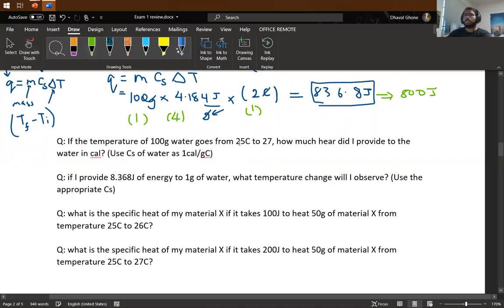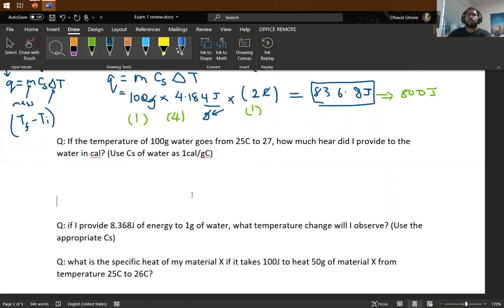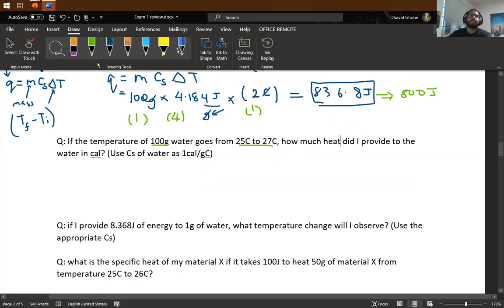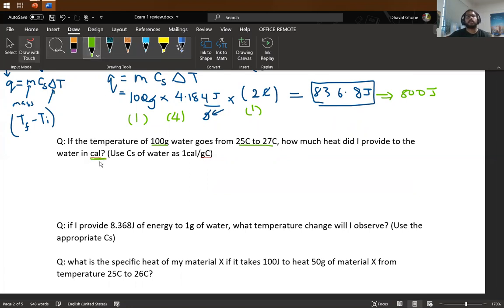Okay. Next question is a similar one, so you don't have trouble solving it. Just a few things change here and there. You're still using 100 grams of water, which goes from this temperature to this temperature. And then how much, oops, another typo. How much heat did I provide to the water? But this time I'm asking you to give me the answer in calories, small calories. To do that, you'll have to change one thing, the specific heat. Use the specific heat in different units. Go ahead and solve this question on your own, and when you're done, come back to the video and we'll solve it together.